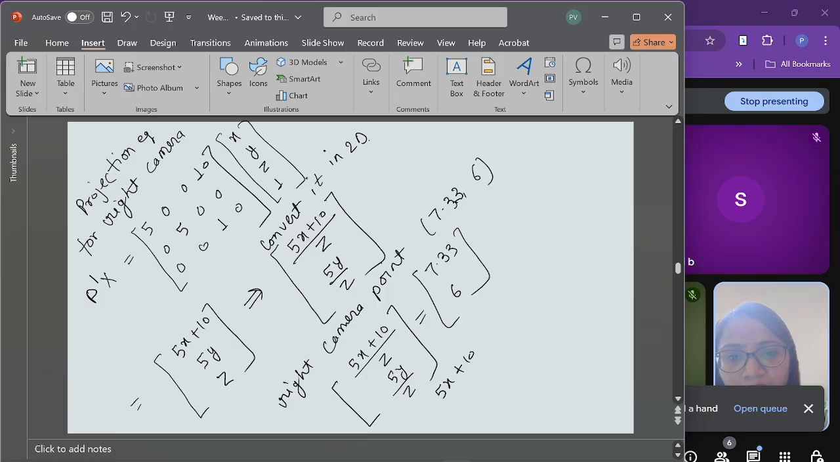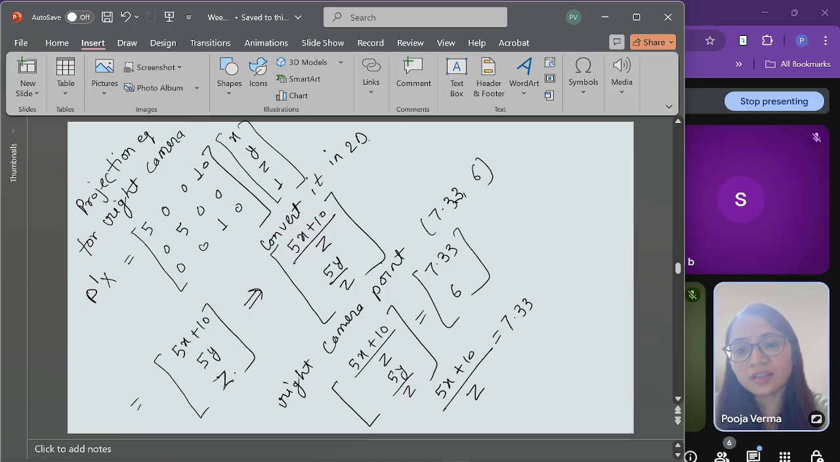5x plus 10 by z, 5y by z. When you convert it to 2D, you divide the two elements by z. And what about the third element, ma'am? Listen, it is in the homogeneous representation, if you have studied in the previous lectures in week 1, 2, or 3.